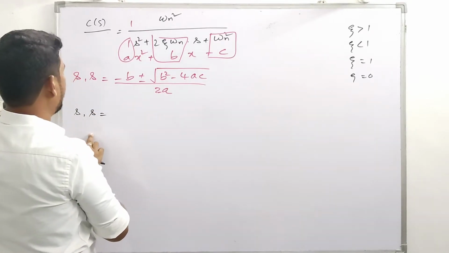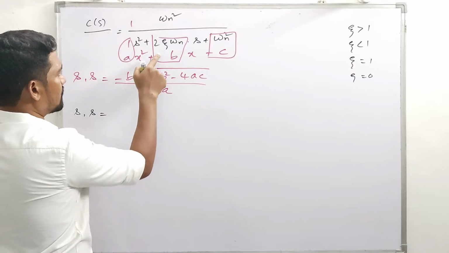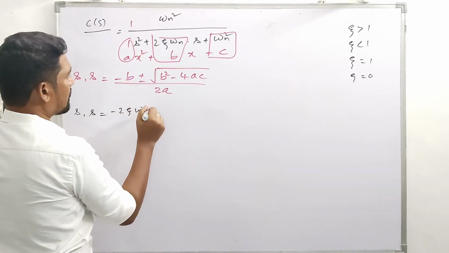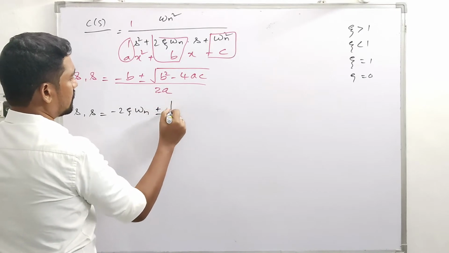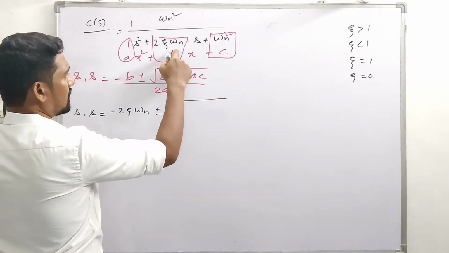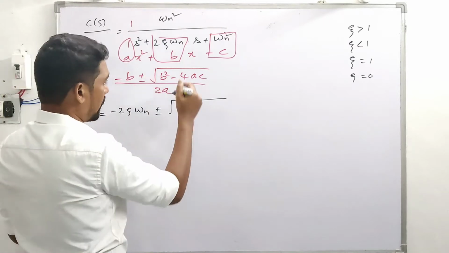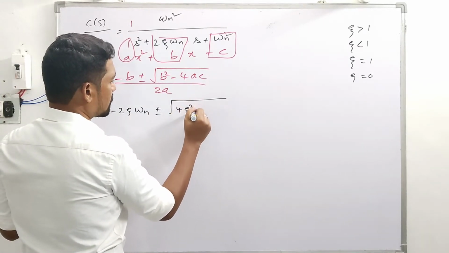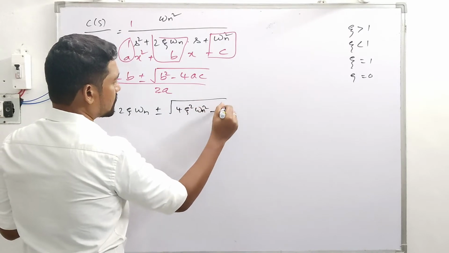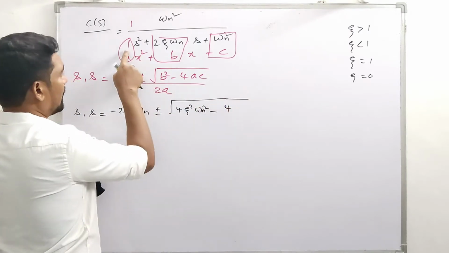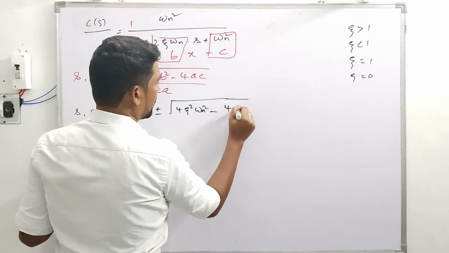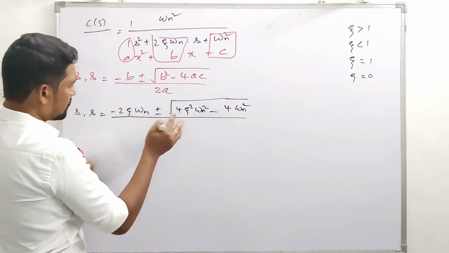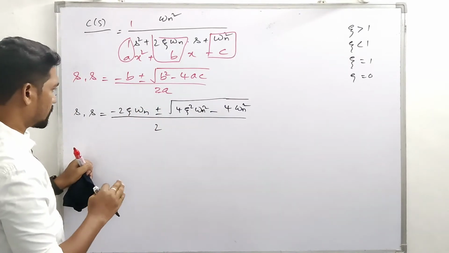And b is 2 zeta omega n, so negative 2 zeta omega n plus or minus under root b square. It's again the same thing, 2 zeta omega n, but squared, isn't it? So 4 zeta square omega n square minus 4 a, which is 1, and c, which is omega n square, upon 2a, which is 2. So that's it, the roots, we have 2 roots.